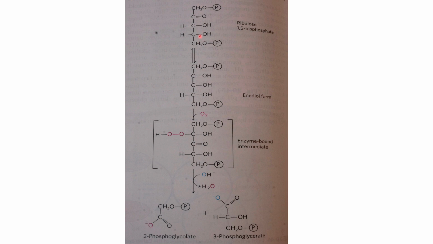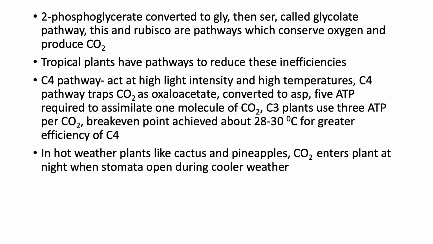So you have ribulose 1,5-bisphosphate. There's an enediol intermediate with a double bond formed right here at C2, C3. And then an enzyme-bound intermediate is present at this point. You get this peroxide link right here, which will break immediately to 2-phosphoglycolate and 3-phosphoglycerate right here. So there'll be a cleavage point right at this point, driven by this reaction here. 2-phosphoglycolate is converted to glycine, then serine, called the glycolate pathway. This and rubisco are pathways which consume oxygen and produce carbon dioxide.